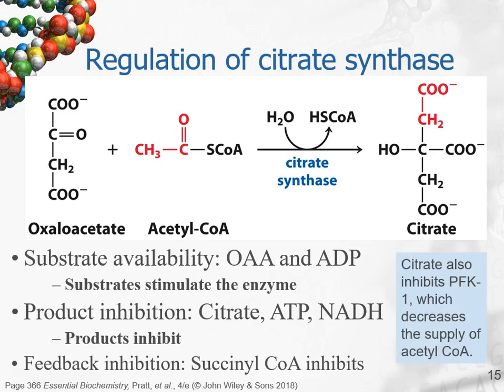We should also note that citrate inhibits PFK1. So PFK1 is the major rate controlling enzyme in glycolysis, and glycolysis makes the pyruvate, and pyruvate is converted to acetyl-CoA. So we can look at glycolysis as being the pathway that provides pyruvate and then acetyl-CoA for the citric acid cycle. So here's another point of regulation that goes back to a previous pathway.